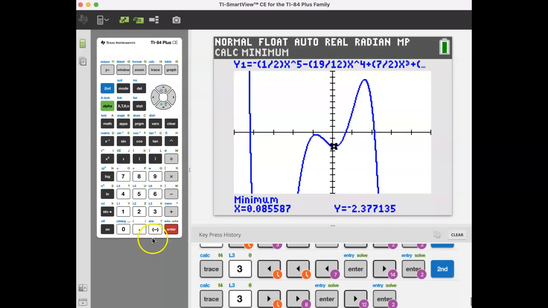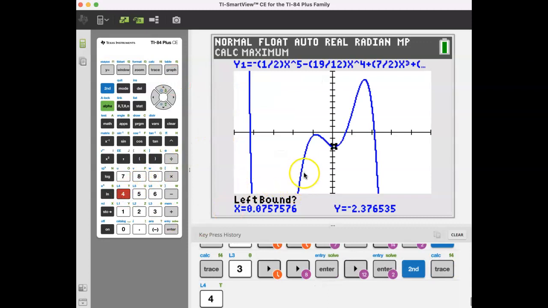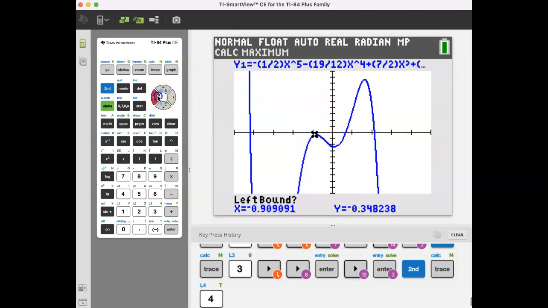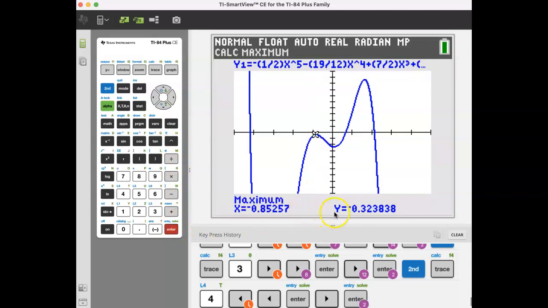All right, for our maximums, I'm going to hit second trace. Yep, same process. I'm going to hit number 4, and I need to give my calculator a region to search. So again, I'm going to go and kind of bound that maximum. I'm going to go to the left and hit enter. I'm going to go to the right of that maximum curve, and hit enter. I'm going to hit enter a 3rd time so my calculator will guess, and that maximum is approximately negative 0.32 at x equals negative 0.85.